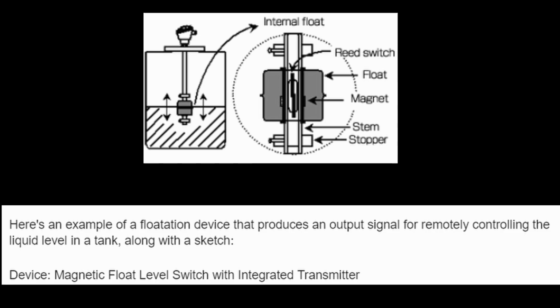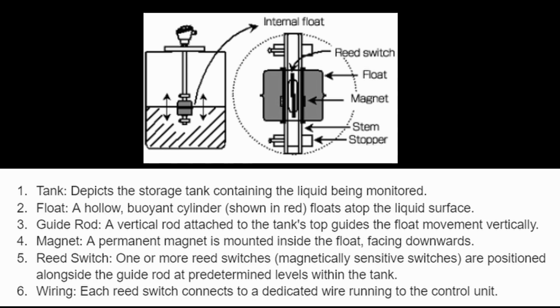Describe, with the aid of a sketch, a flotation device that produces an output signal to remotely control the liquid level in a tank. Here's an example of a flotation device that produces an output signal for remotely controlling the liquid level in a tank along with the sketch. We look at the sketch.